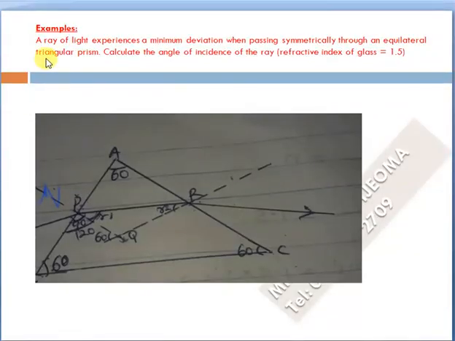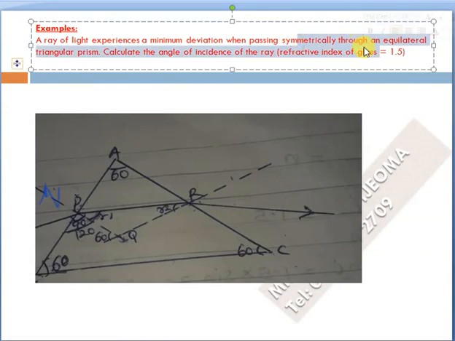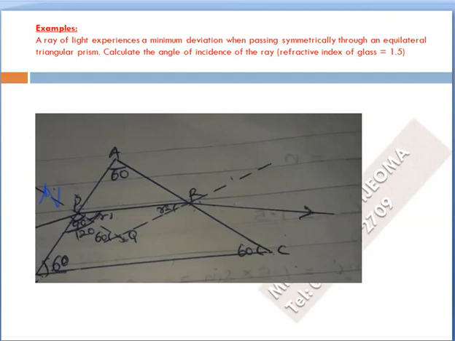Now, we are going to end with one example and continue in our next class. Example 1. A ray of light experiences a minimum deviation when passing symmetrically through an equilateral triangular prism. Calculate the angle of incidence of the ray. You are given the refractive index of glass to be 1.5, and we are meant to calculate the angle of incidence. Now you draw the equilateral triangle as we have said. Now look at your incident ray.